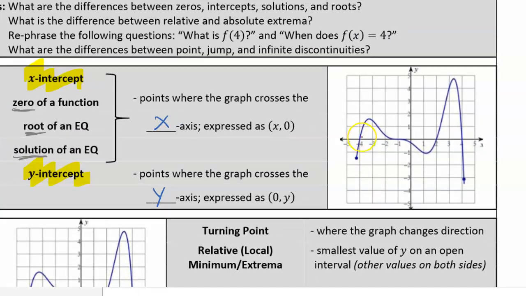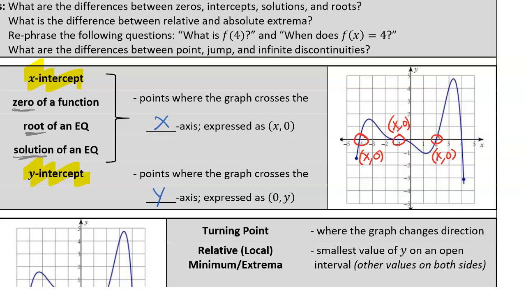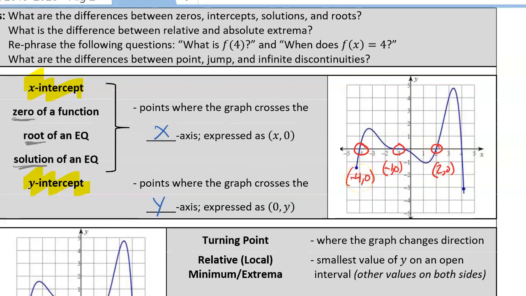X-intercepts, we see that this is an x-intercept, (x, 0). We see that here is an x-intercept. We see here is an x-intercept. And we can go ahead and put those values in as (-4, 0), (-1, 0), and (2, 0). For the y-intercept, we can see that the graph crosses the y-axis right here, at (0, y). In this case, we can say it's about (0, -1/2) looking at the graph.